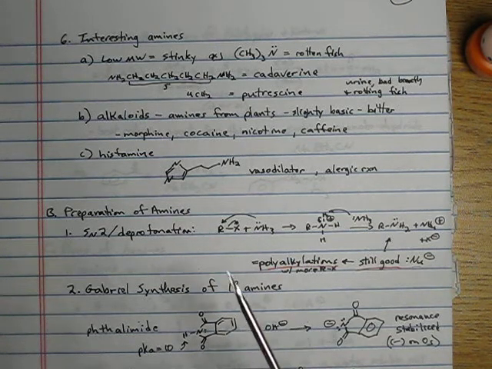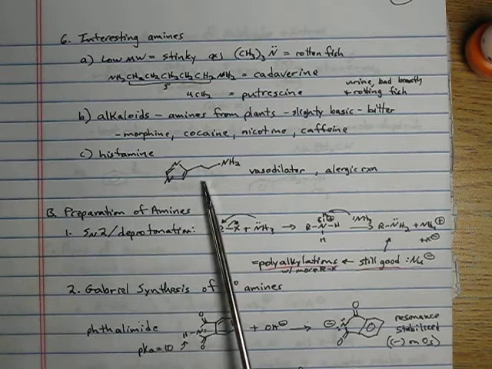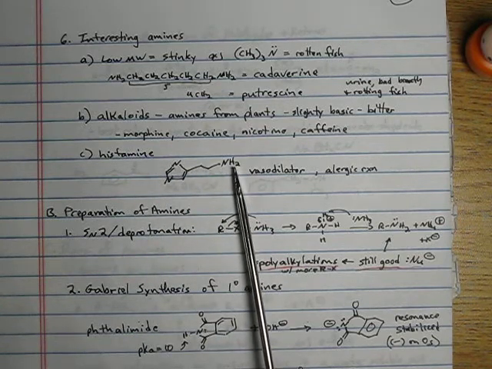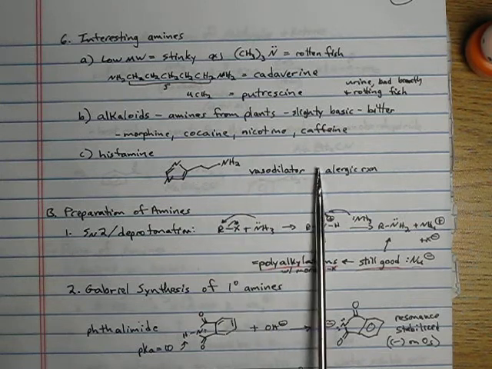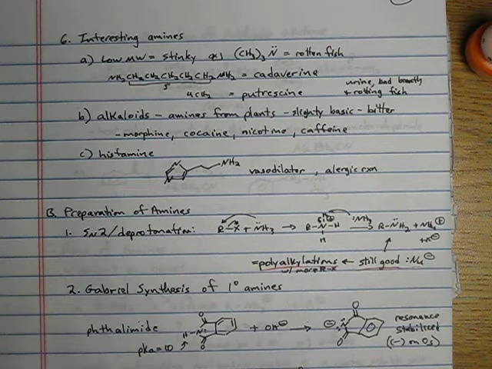All right. And here's another one, histamine right here. You've got the amine on here. It's a vasodilator. Most people are allergic to it. When you have an allergic reaction, your body creates histamine, and that causes redness and swelling, hives and whatnot. So if you are having an allergic reaction to something because your body's creating this histamine, you need to take an antihistamine.